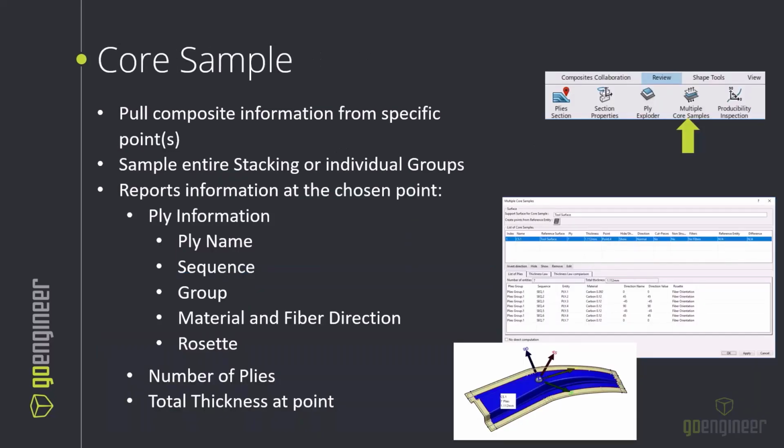Next, we have the ability to grab core samples. This gets us our ply information or our composites information at a specific point or multiple points simultaneously in space. The nice thing about this is we can specifically set coordinates to these points so we know exactly where we're getting this data from. And some of the information that we get from this tool is of a single ply. We get the ply name, the sequence it belongs to, the group the sequence belongs to, the associated material, fiber direction, and rosette. And at a point we can get between the point of the top surface and the tooling surface, we can get the number of plies and the total thickness at that point as well.